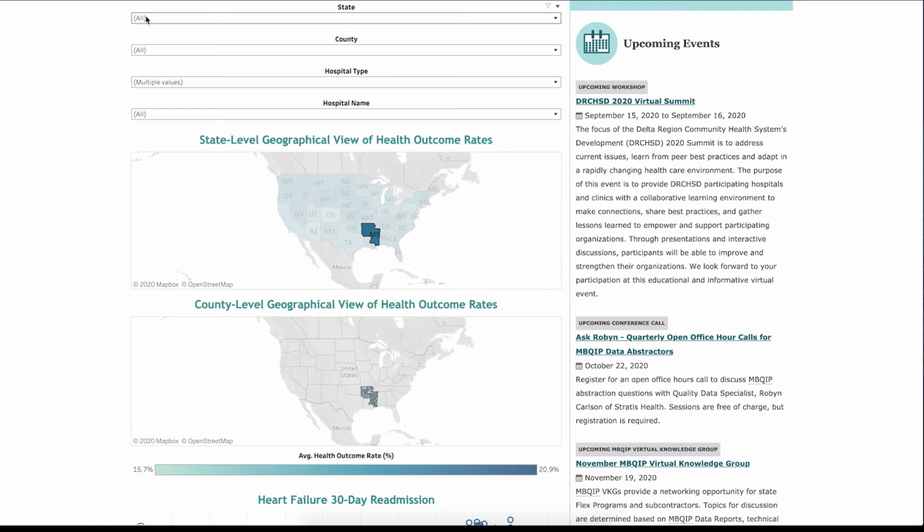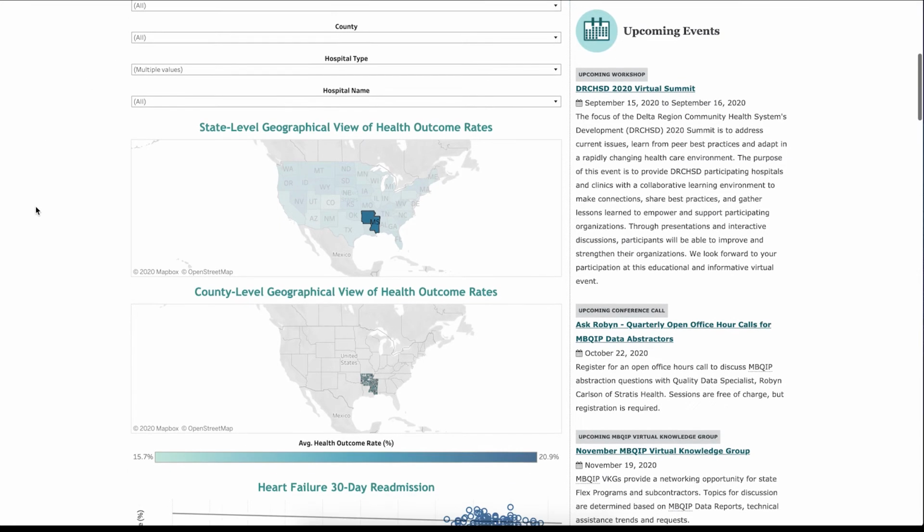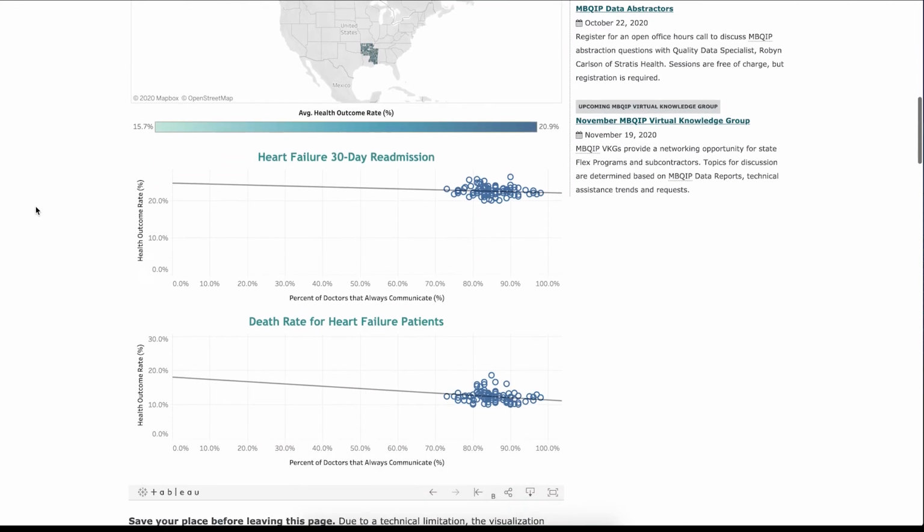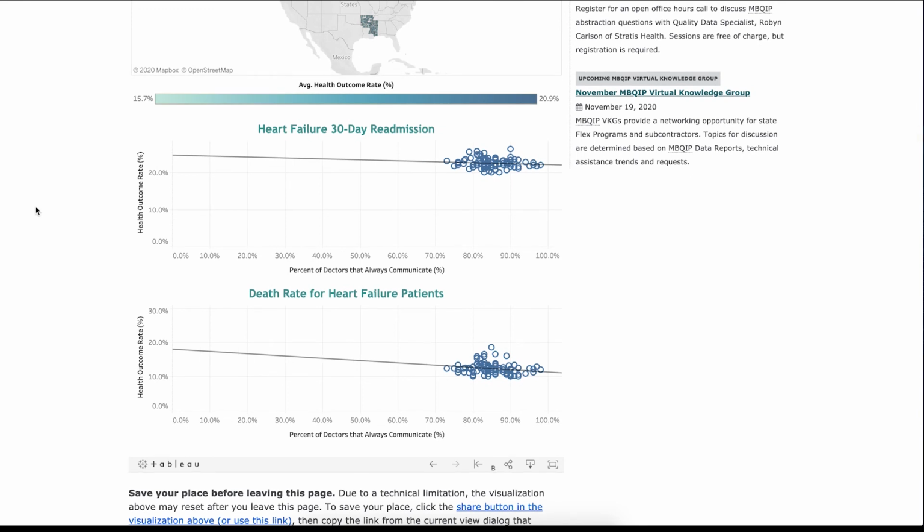Now we see that the county-level data from only these two states are represented at the bottom of our scatter plots. We observe that while several points are scattered closely above the trend line, many more are scattered loosely above and below the trend line. We see that the percentage of doctors that always communicate appears to be negatively associated with heart failure 30-day readmission and the death rate for heart failure patients.